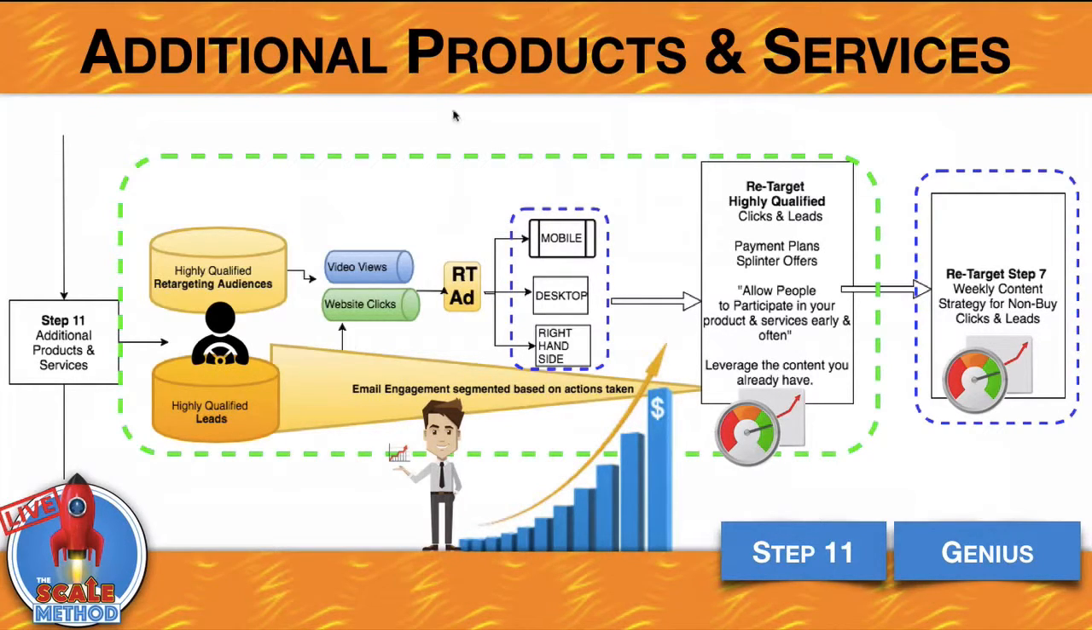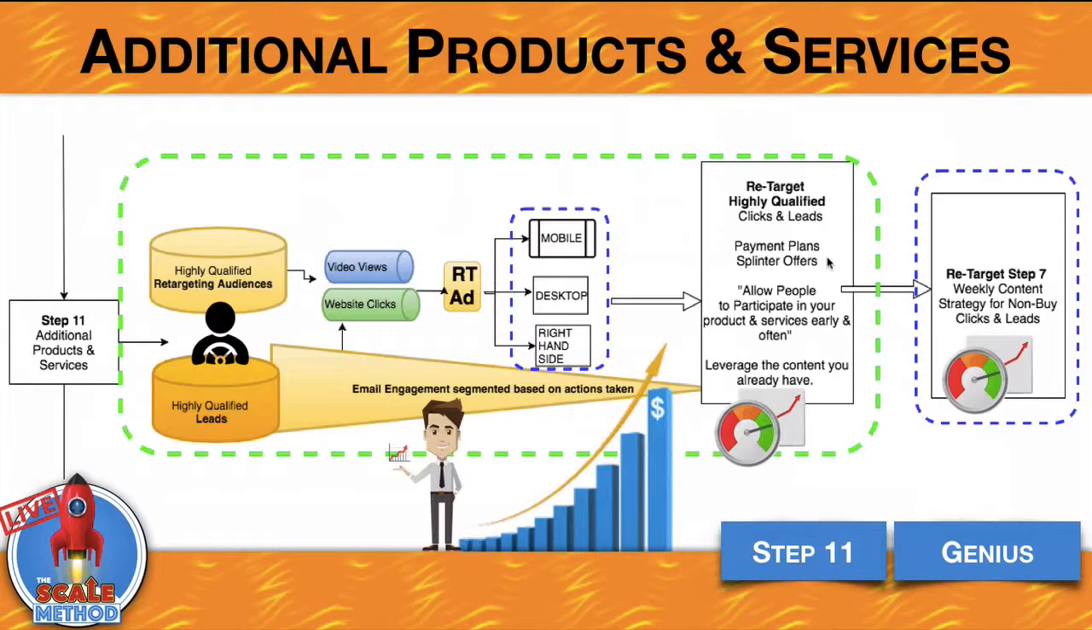What you want to be able to do is create a story on mobile, desktop, right-hand side and retarget the highly qualified clicks and leads. You want to do payment plans or splinter offers. Allow people to participate in your products and services early and often. Leverage the content that you already have. Before you send them off to another affiliate, make sure that you make different offers on the programs and services that you have right now before you send your new customers and leads out to a new affiliate.